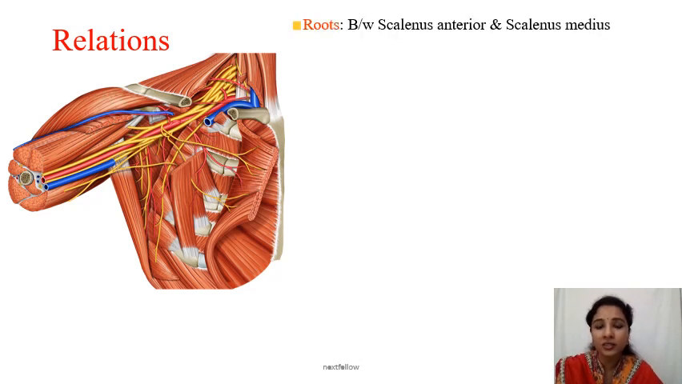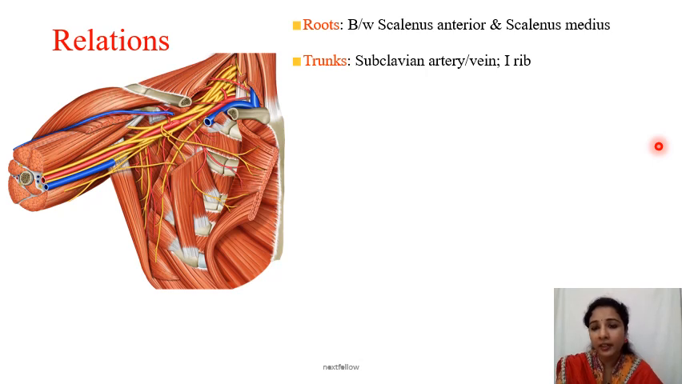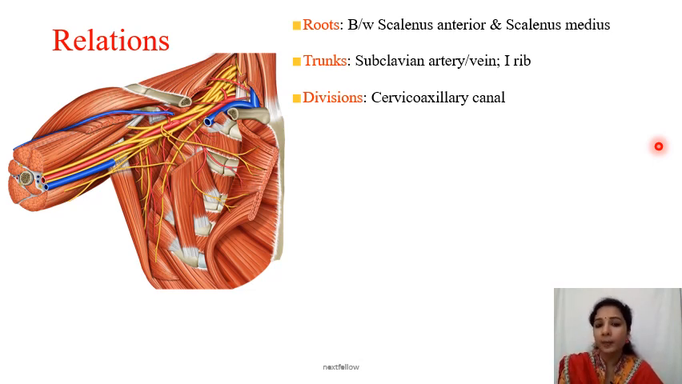Coming to the relations, the roots are present in the posterior triangle of the neck. So the roots emerge out between the scalenus anterior and medius muscle. The trunks are related to the subclavian artery and vein and first rib. And divisions, they pass through the cervicoaxillary canal. They are the retroclavicular part. Divisions form the retroclavicular part of brachial plexus, which passes through the apex of the axilla to enter the axilla. So the apex is otherwise called the cervicoaxillary canal.